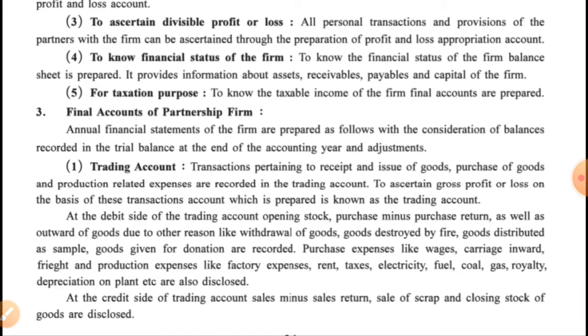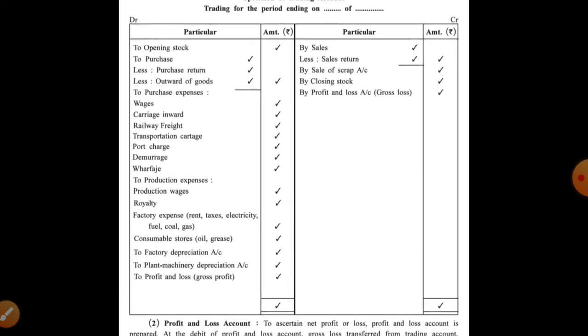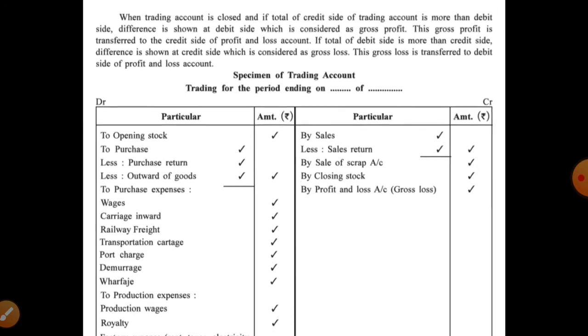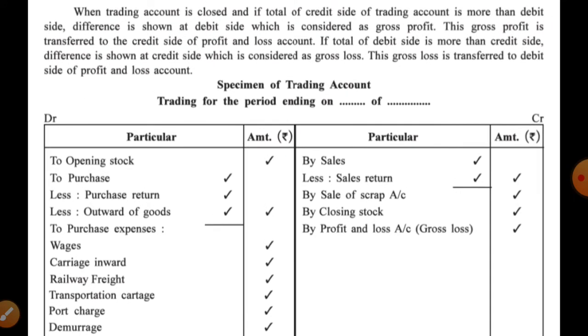Always the trading account will start with opening stock on the debit side, the first entry, and on the credit side, the last entry would be the closing stock. Now, after understanding this, let us understand the specimen of trading account.